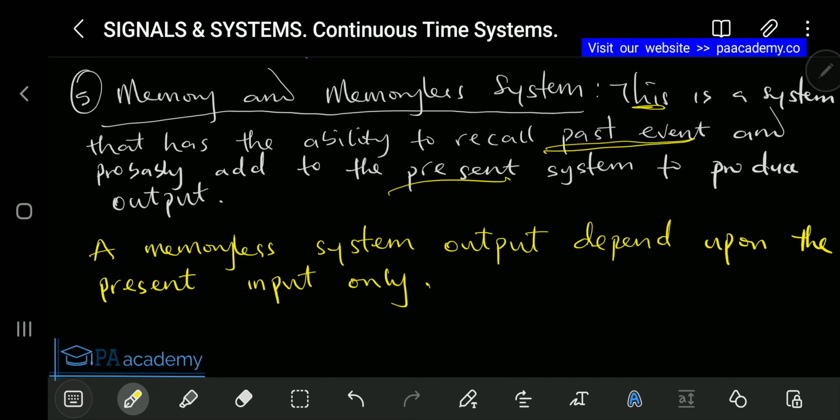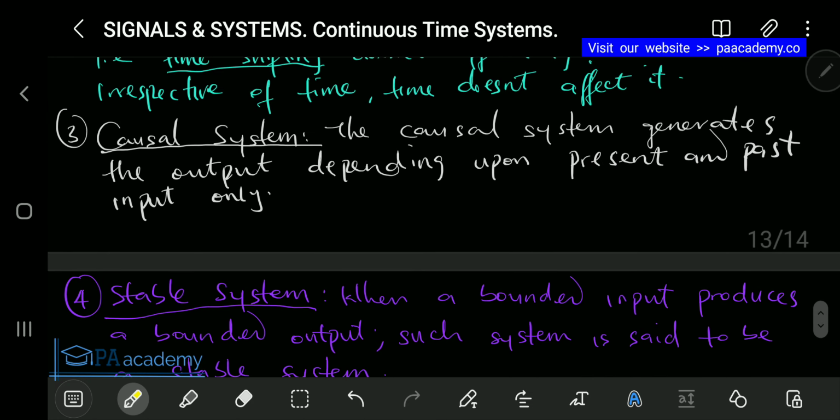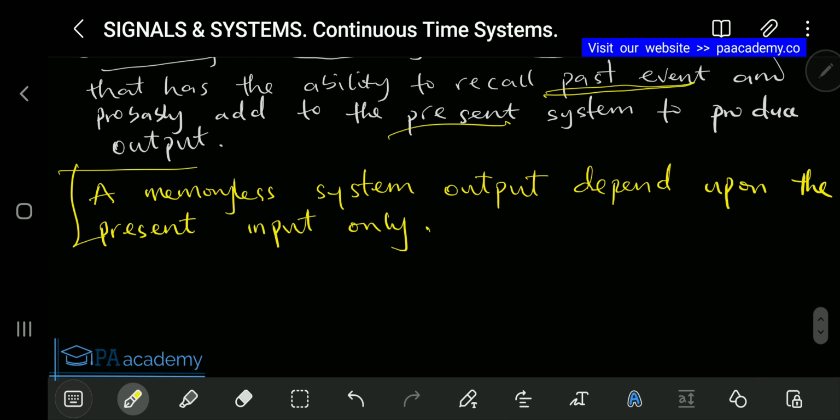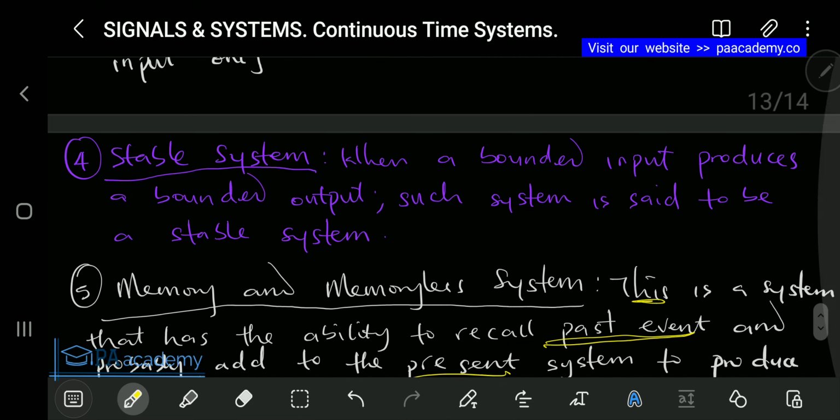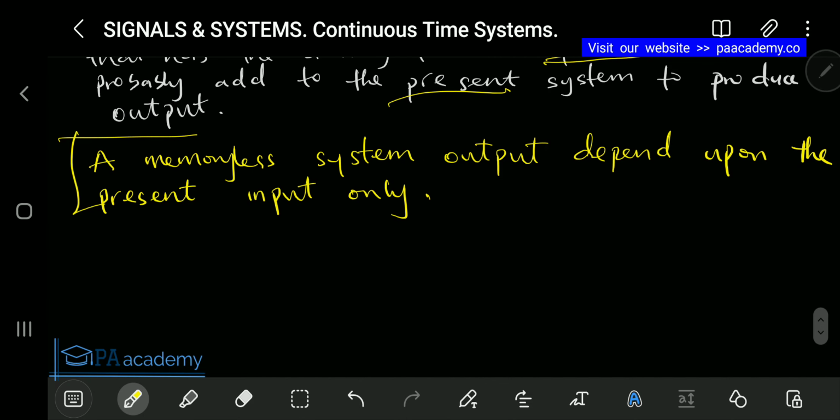While for the memoryless system, the output depends upon the present input only. Exactly, so that's memoryless. It depends on the present input only. If you compare this with the causal system that we looked at earlier, a causal system generates the output depending upon the present and past inputs only. So the difference between this and memoryless is that the causal system depends upon the present and the past input, but memoryless only depends on the present. It has nothing to do with the past. Exactly. So those are some of the differences. Don't confuse them with each other.